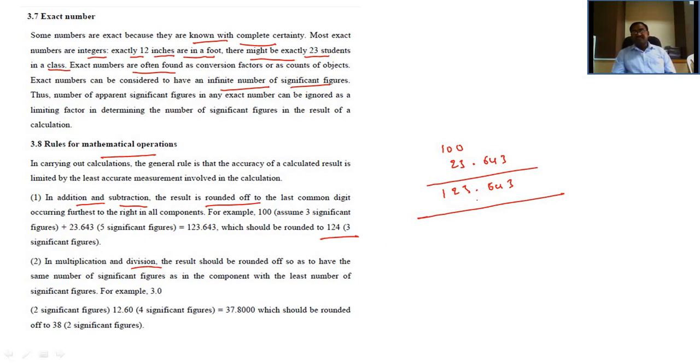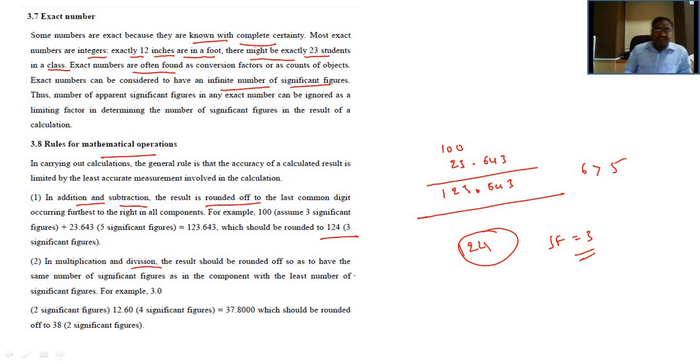How to express it in 3 significant figures? Here 6 is greater than 5, so the number is written as 124, with 3 significant figures. In multiplication and divisions, the result should be rounded off so as to have the same number of significant figures as in the component with the least number of significant figures.